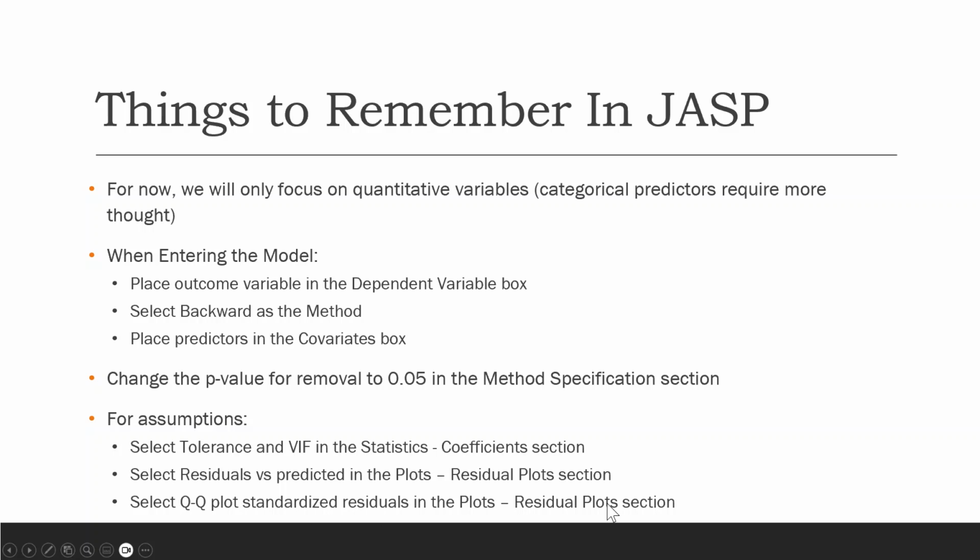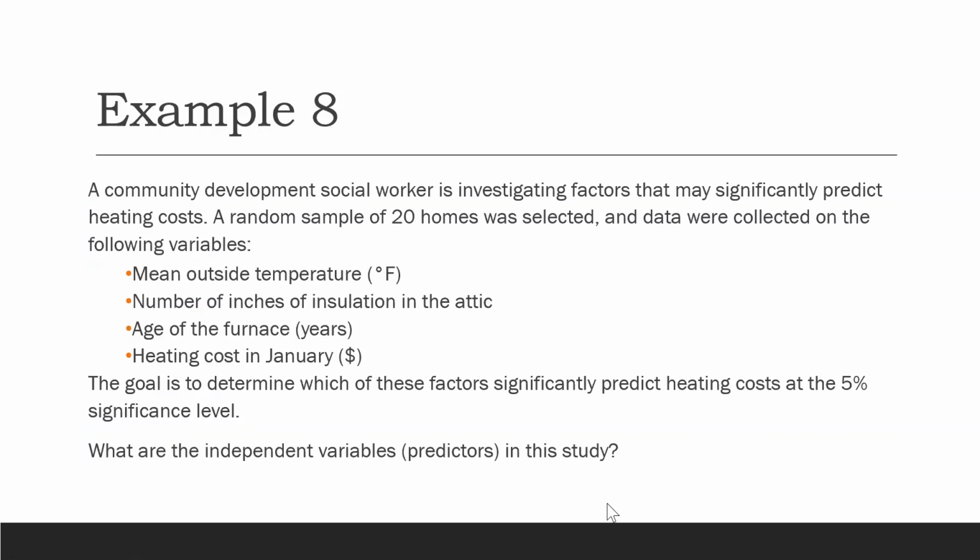All right. And so let's look at our first example, and we'll go through a full analysis with this example here. It says a community development social worker is investigating factors that may significantly predict heating costs. A random sample of 20 homes was selected, and data were collected on the following variables. We have the mean outside temperature, which is in degrees Fahrenheit, number of inches of insulation in the attic, age of the furnace in years, and then the heating cost in January. The goal is to determine which of these factors significantly predict heating cost at the 5% significance level.